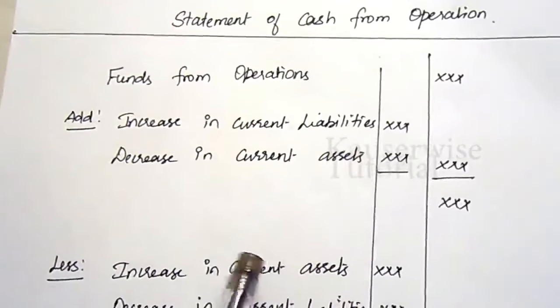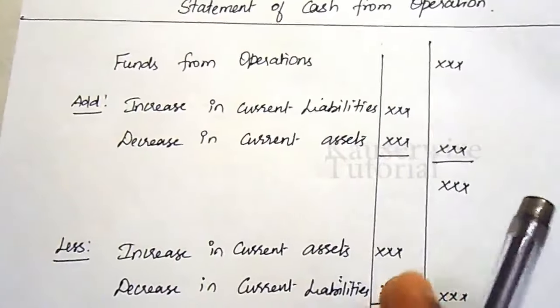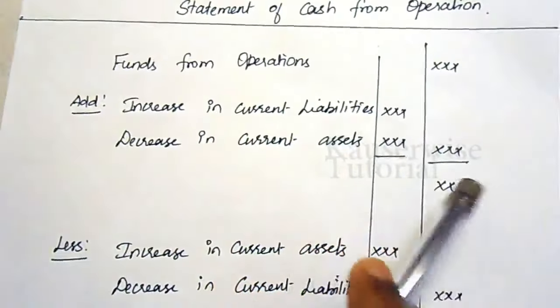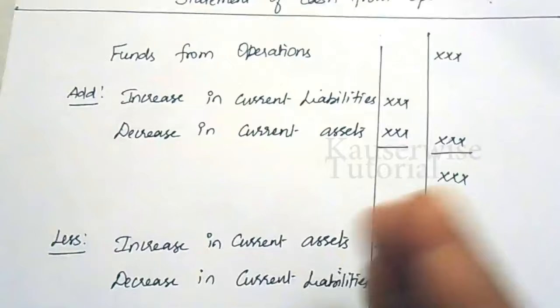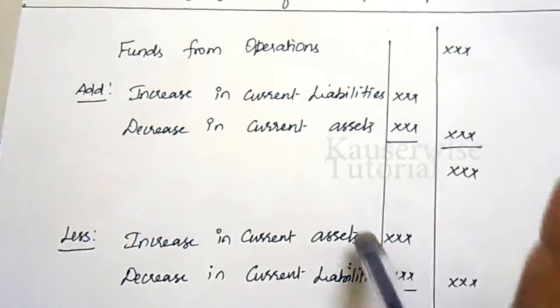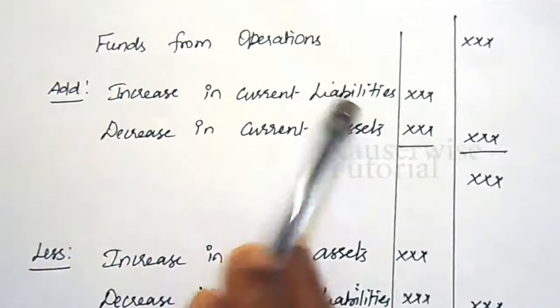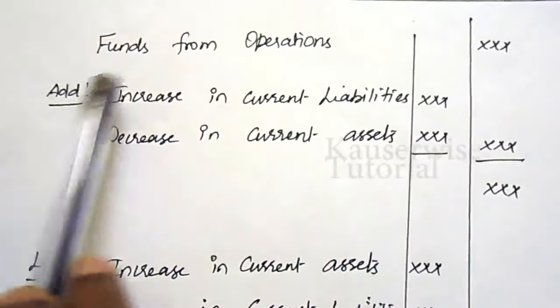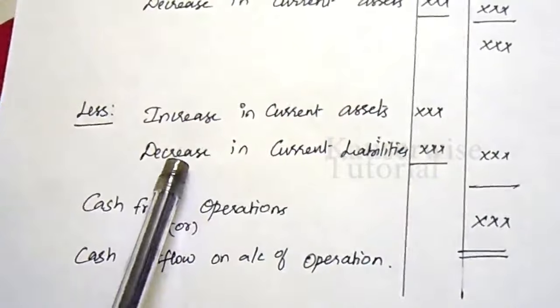So in your problem, you will be having two different data, that is balance sheet for current year and balance sheet for previous year. So two years' information will be there. With that, you will be able to find any changes in current assets and current liability. If there is any change, it may be increase or decrease. So here you need to add any increase in current liabilities and any decrease in current asset. So these are the two things that will be added along with the fund from operation, and then you need to subtract two things, that is an increase in current asset and decrease in current liability.